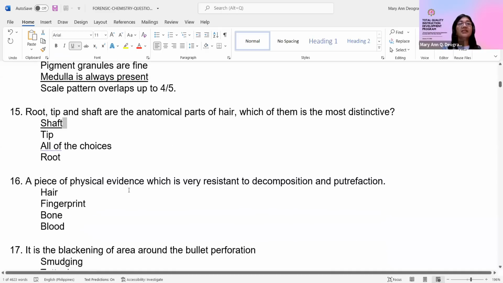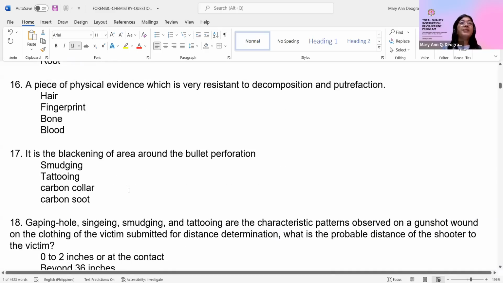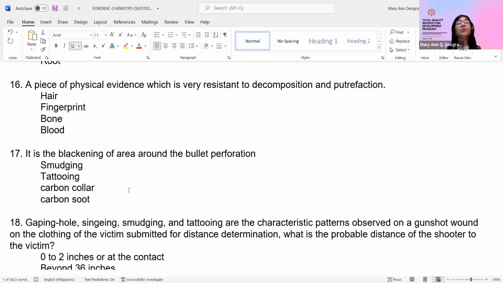Number 16, a piece of physical evidence which is very resistant to decomposition and putrefaction. Who can answer that? Sa chat box. Okay, hair. Yes, hair. Kasi ang fingerprint nasisira. Ang bones natin, nadudurog din yan. Ang blood lalo, madaling masira. So our answer is hair. Hindi blood.